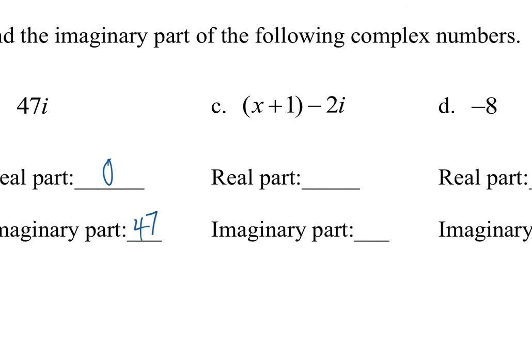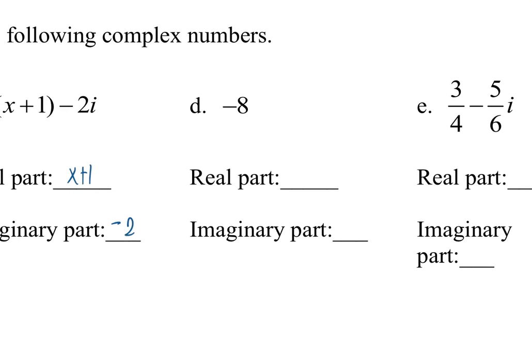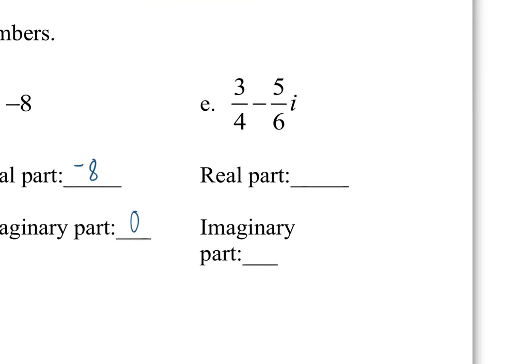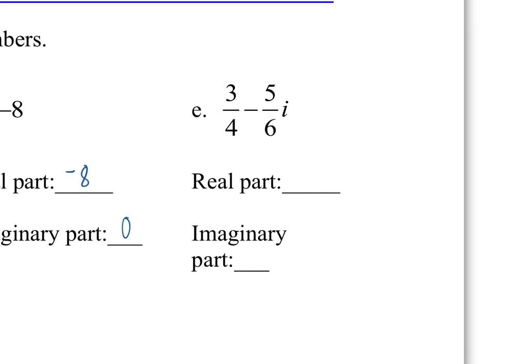On part C, it may be easiest to identify the imaginary part first. So the imaginary part is the -2, and everything else is the real part. And on part D, the imaginary part is, I don't see an i anywhere, so there's 0 of them, and the real part is -8. And on part E, the imaginary part is -5/6, and the real part is everything else, so 3/4.